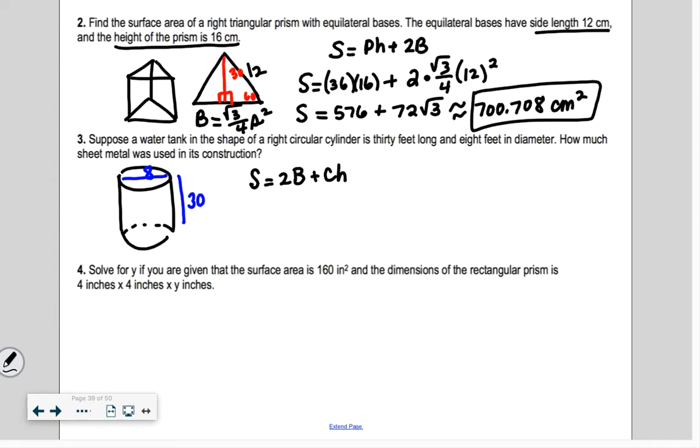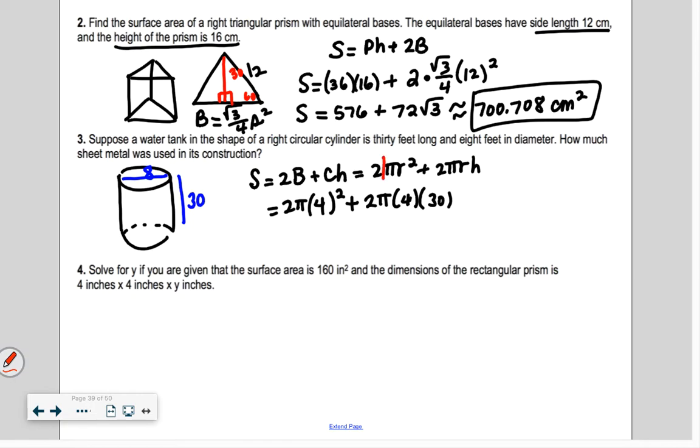So instead of writing Ph, I'm going to write circumference times height. Same thing, though. So I'm going to get 2 pi r squared, and r is 4, plus my circumference, which is 2 pi r, and then my height, which is 30. So if you want me to write it like 2 pi r squared plus 2 pi r h, I could do that as well. Do you guys know where I'm getting that from?